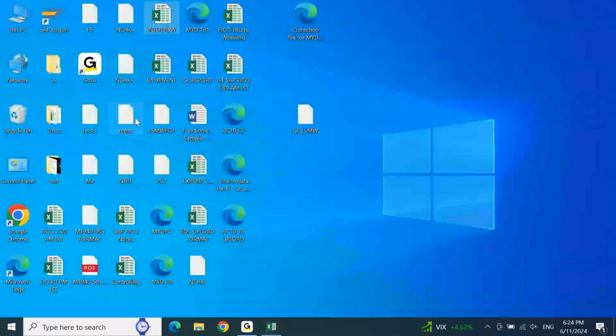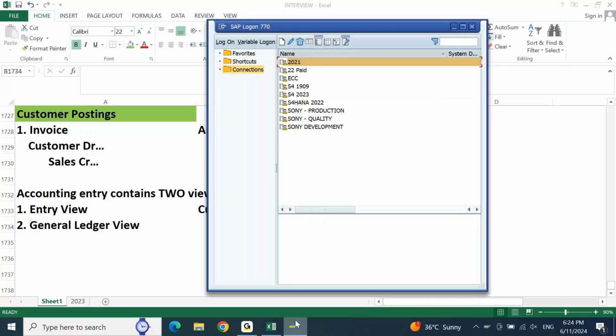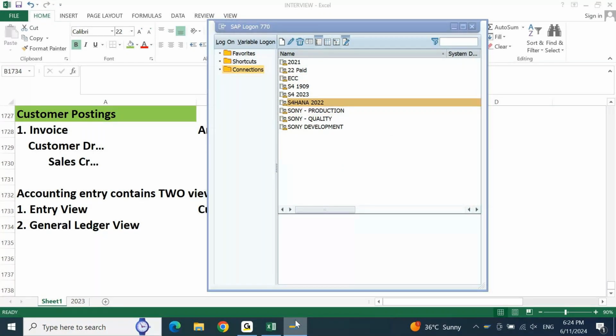Let me show you on SAP. Now these points as they are, we need to explain. Whatever points we're talking about now, you need to quote in the same sequence so that the other person will understand that he or she is aware of document splitting and how the system is going to perform while posting the accounting entries. Let me do it.